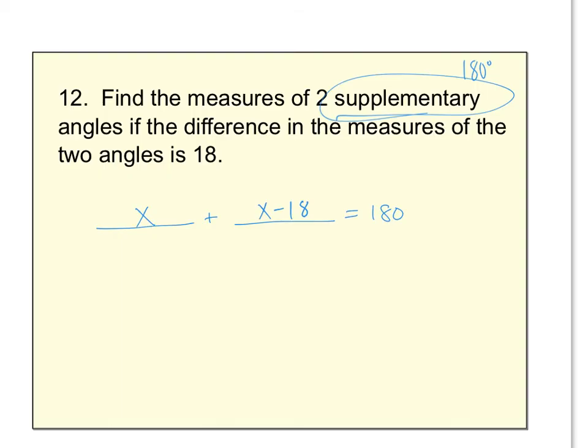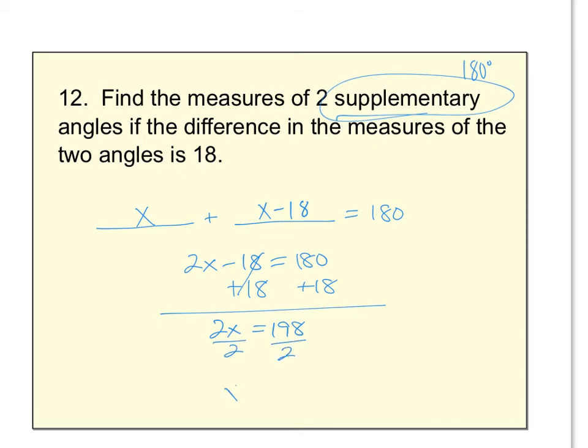Combine your like terms. X plus X is 2X. 2X minus 18 equals 180. Now I'm going to add 18, bring it to the other side, add that constant. So we wind up with 2X equals 198. Divide by 2, X equals 99. So one of the angles is 99 degrees.